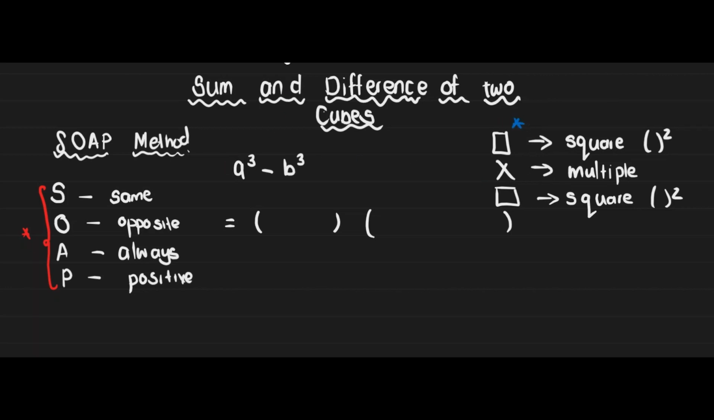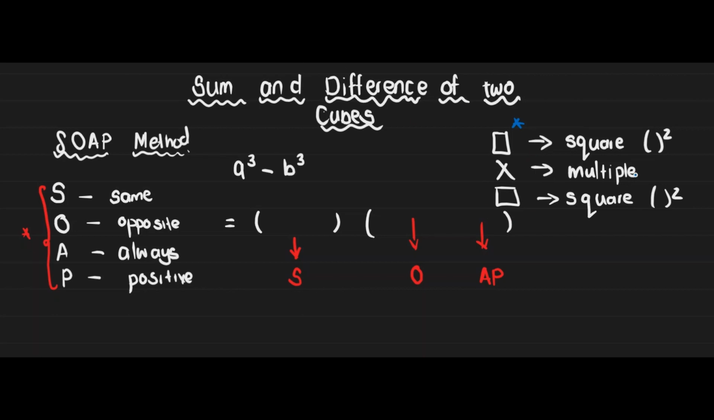So in the first bracket, the red one represents the sign. This is where your signs are going to go. The first one says S, so it's going to remain the same. Then the other one says opposite, the opposite sign. And the last one says always positive. So it's AP, always positive, representing SOAP.